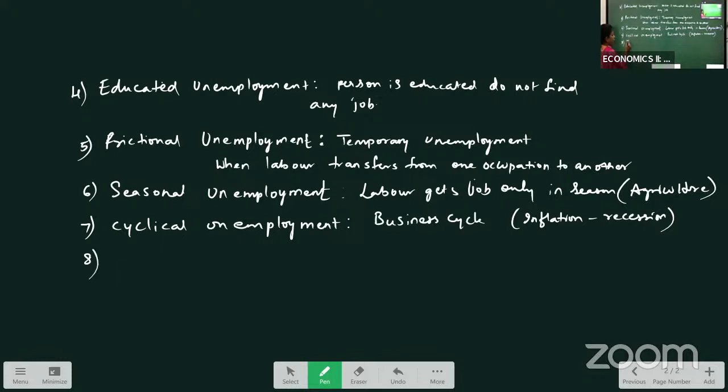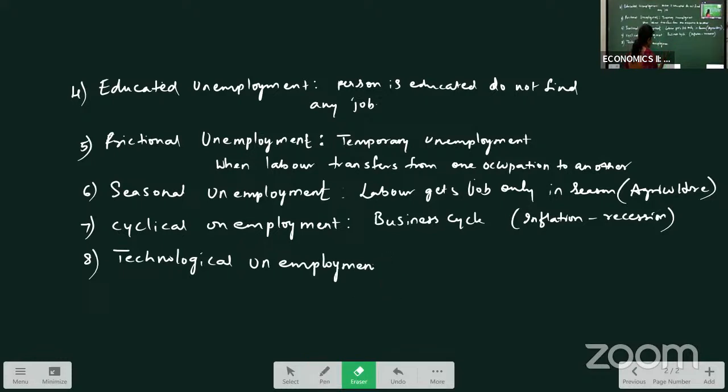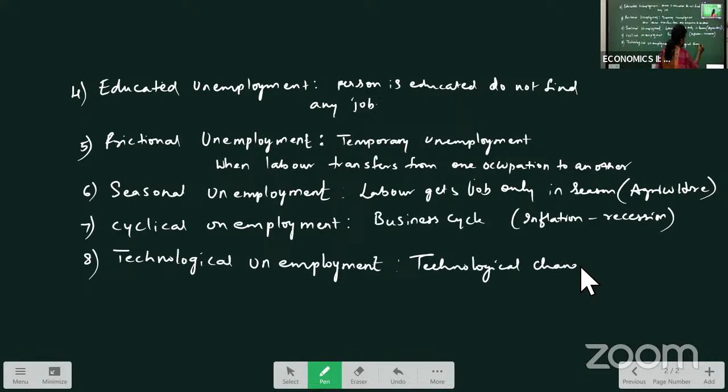The next one we have is technological unemployment. Technological unemployment means unemployment will happen due to change in technology. Mostly in the software sector, we can find this type of technological change. In software, when a new programming language comes, the people who don't know that programming lose their jobs. As the technology changes, unemployment arises.